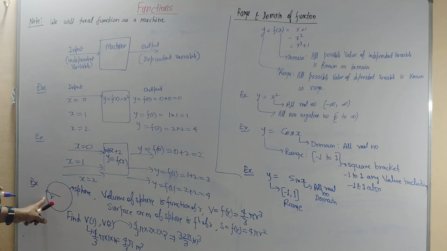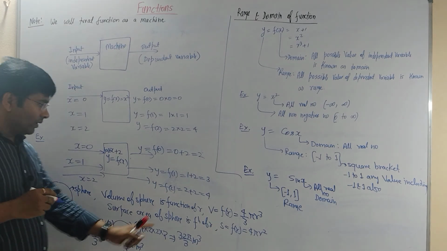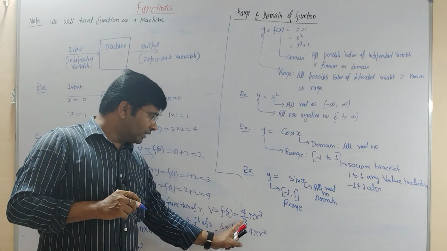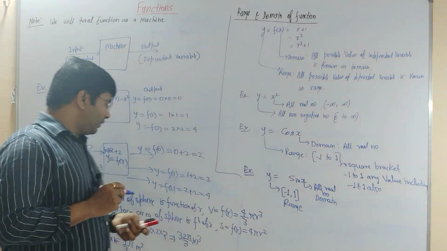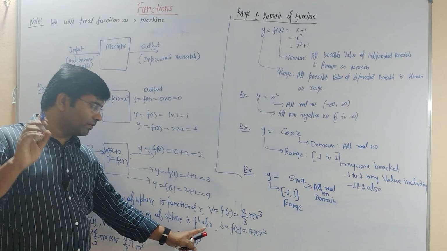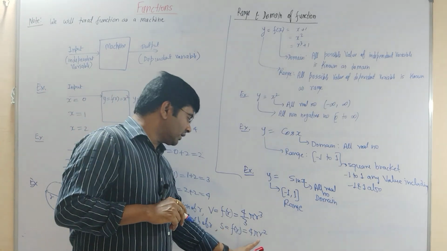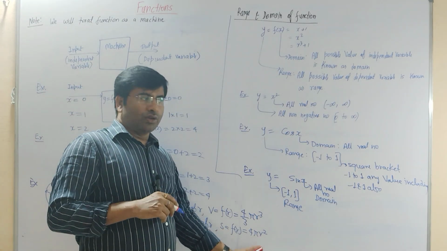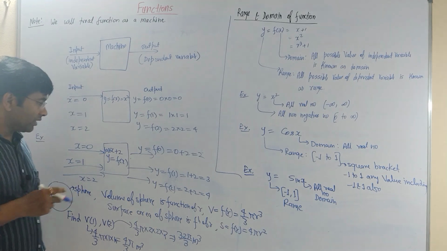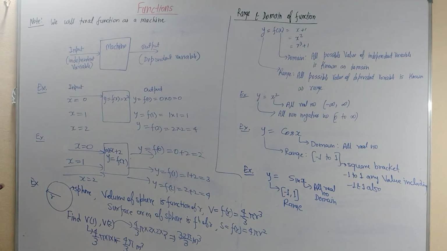So we can write here radius changing, that is independent variable, volume will also change, that is dependent variable. We can write here volume is function of r, that is equal to 4 by 3 pi r cube. We can write here surface area is function of r, s equal to 4 pi r square. Okay, so there is relation between two variables, this radius variable and volume variable. So relation between this radius and volume is function.